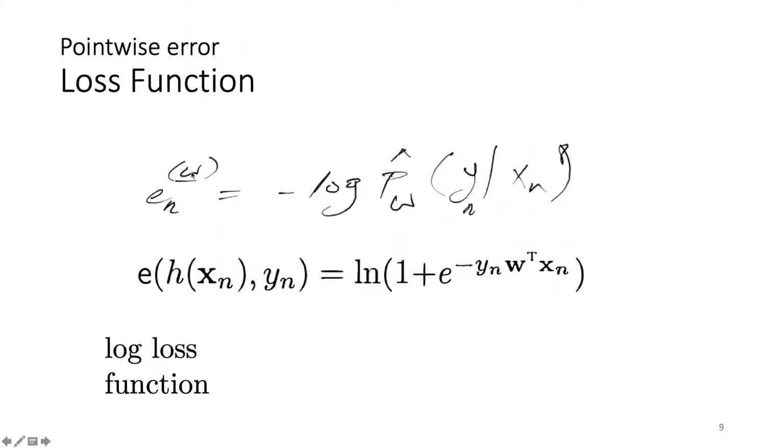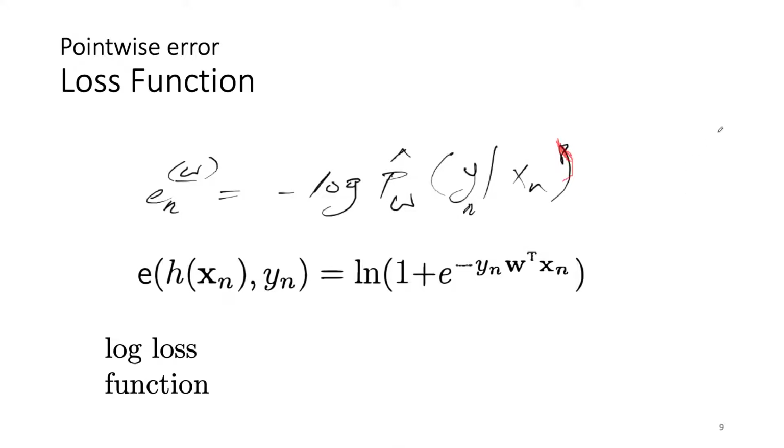Each pointwise error can be calculated as a log loss function, right? So minus log of the probability of y of that point given the vector x of that point. This is just close parentheses, nothing else.